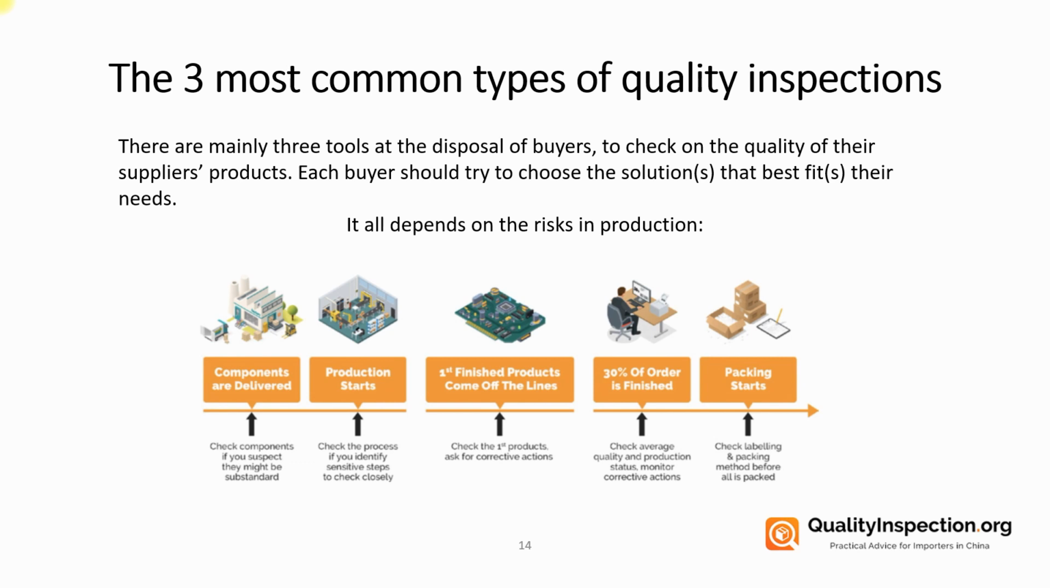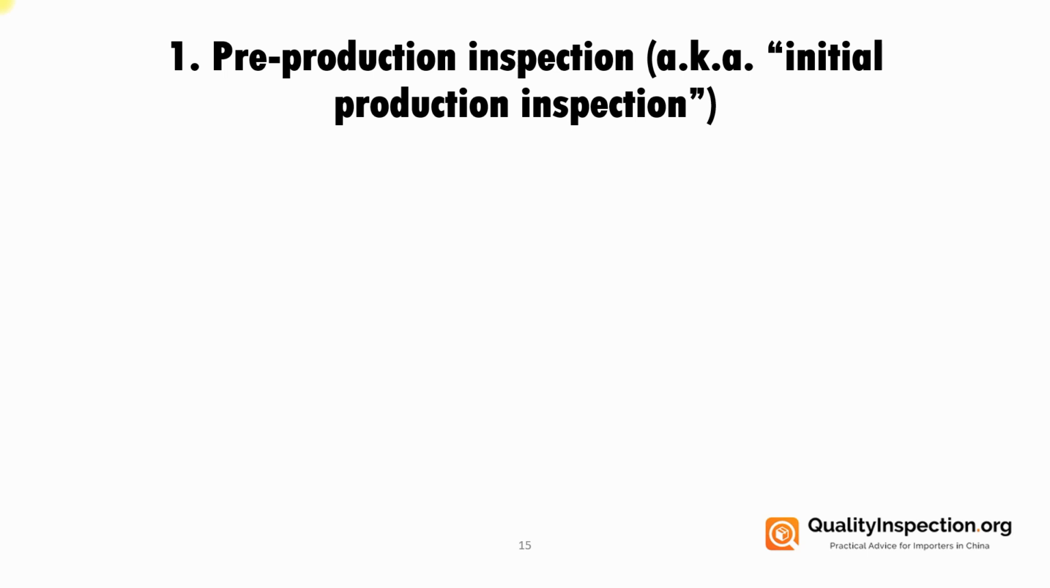And then towards the end of the production cycle, we could be checking when 30% of the order is finished, and this checks the average quality and production status, monitors the corrective actions put in place, and when packing starts as well. So everything's almost done. The inspector could be checking labeling and packing before everything is packed. But here are the top 3. So first of all, pre-production inspection.